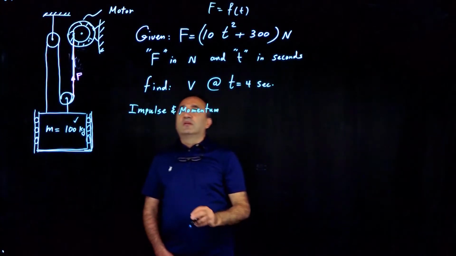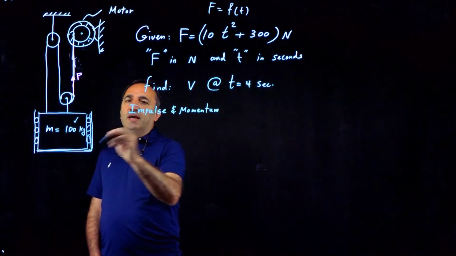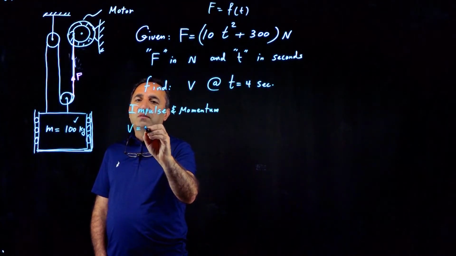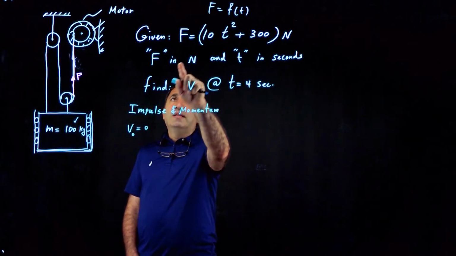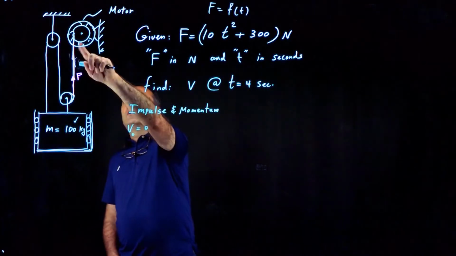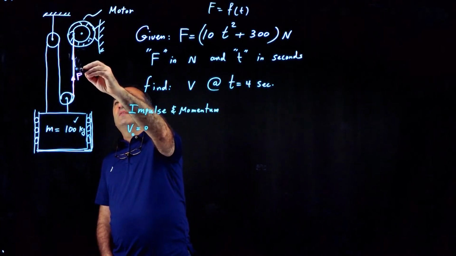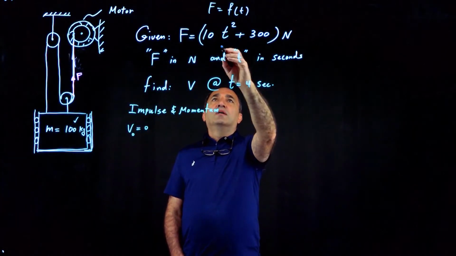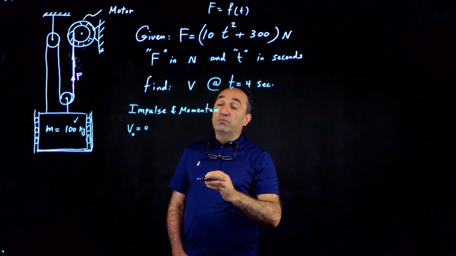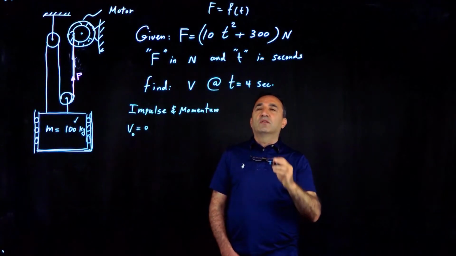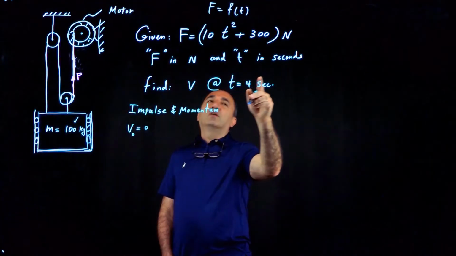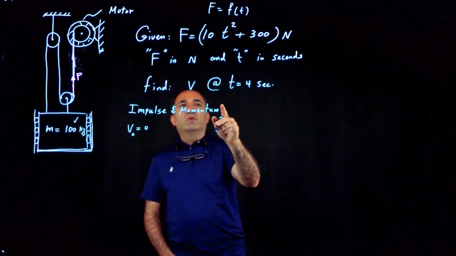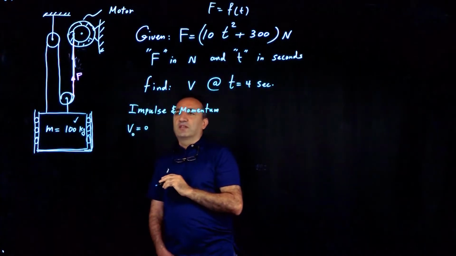Okay, so this is initially at rest, so initial velocity V is 0, and then once we turn the motor on, the force given by the motor in this cable attached to the motor is 10t squared plus 300. Force is in Newtons and time is in seconds. We want to find the velocity at t equal 4 seconds.